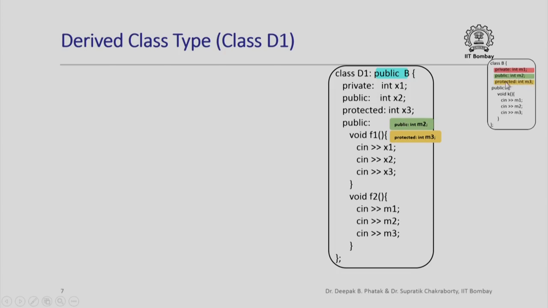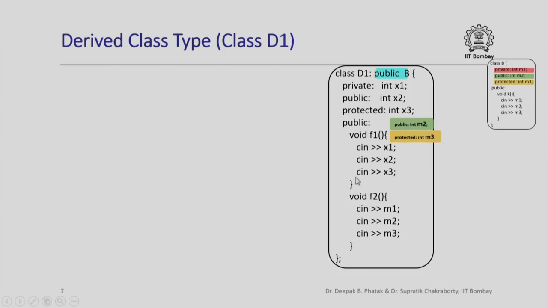M3 is a protected data member of class B, which means it can only be accessed within the definition of a derived class like class D1. Since the class D1's mode of derivation is public, the least accessible of these two keywords, protected and public, is protected, so M3 will be inherited by the class D1 in the protected mode. So these are the two data members of class B which can be accessed from within class D1, and this is their access control specification within the class D1.